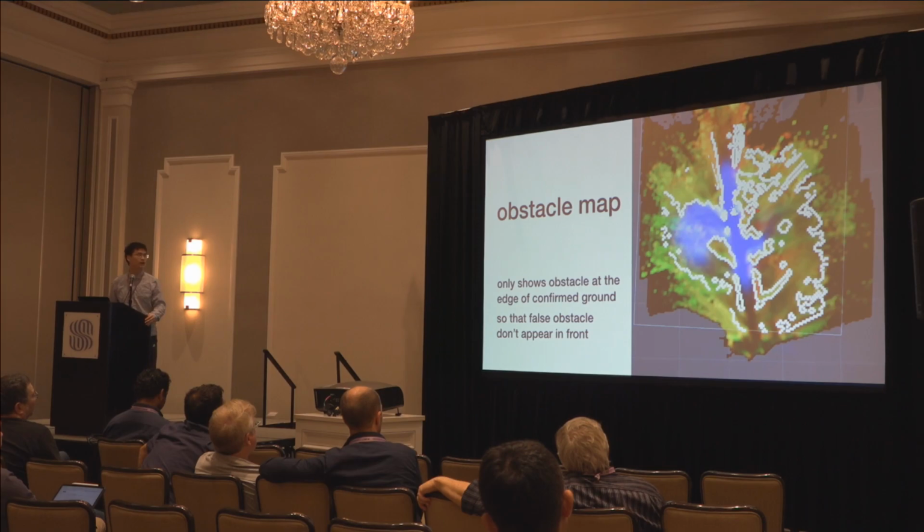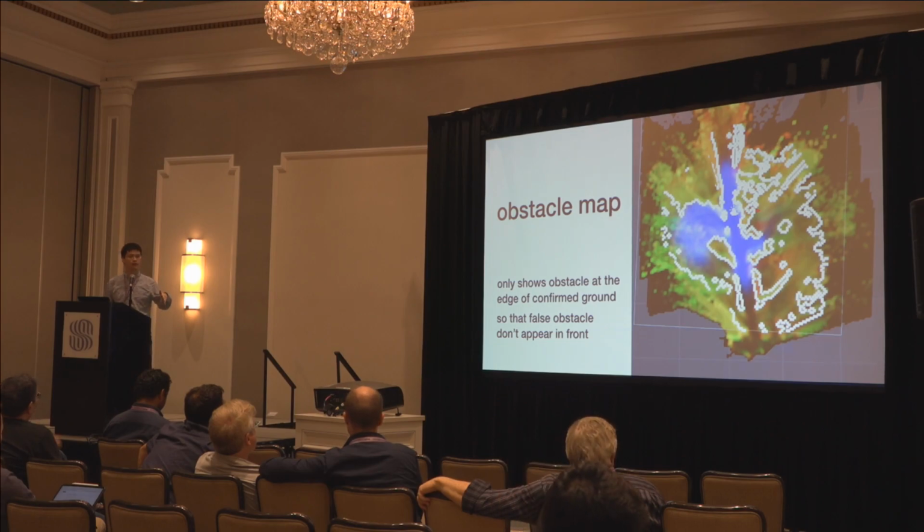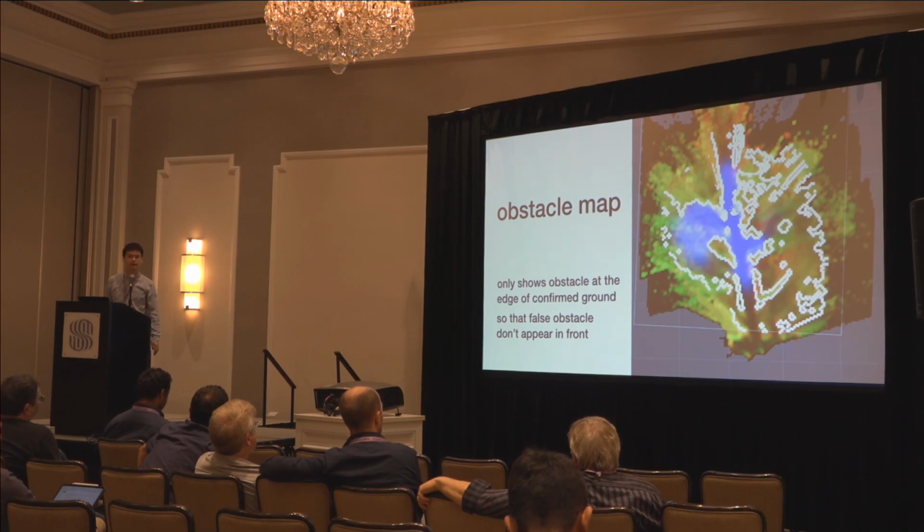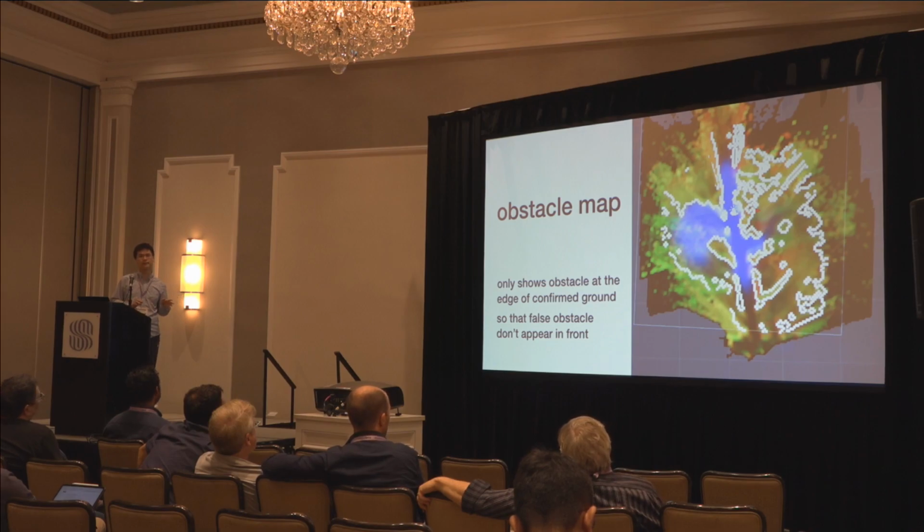Finally, we construct an obstacle map as the edge of known ground. As you can see, we only put obstacles where we know the ground, whether it is ground or not. If it's really far away, we don't get accurate enough depth data, so we don't put obstacles there, so that the user doesn't see other obstacles just in front of them and get confused about what their path is.